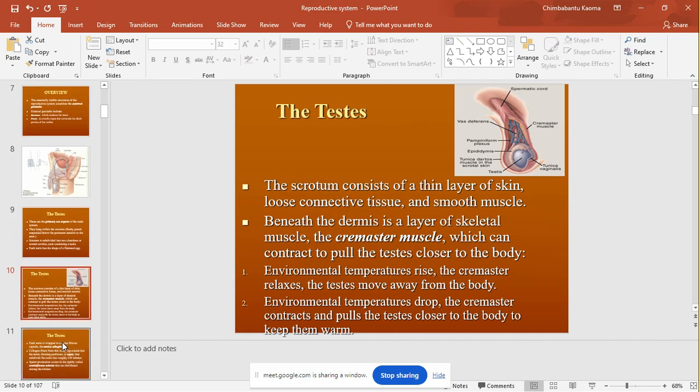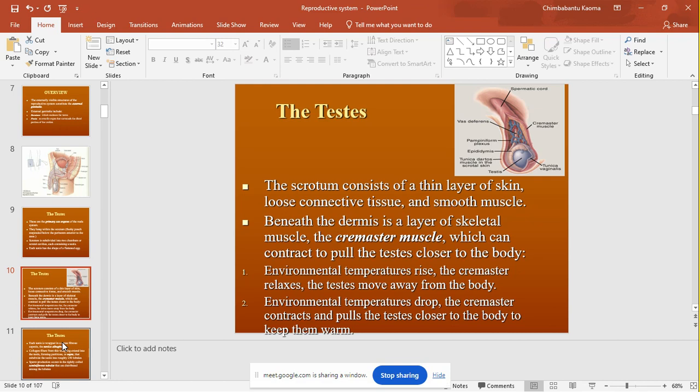All right. So we've already said that the testis is housed in the scrotum. The scrotum is basically made up of thin layers of skin and loose connective tissue. Underneath these thin layers of skin is a layer of smooth muscle, referred to as the cremaster muscle. The importance of this cremaster muscle is that, first of all, you may want to ponder and think.